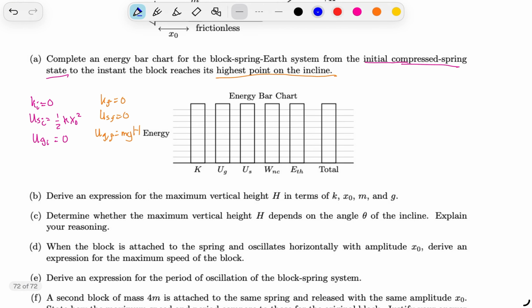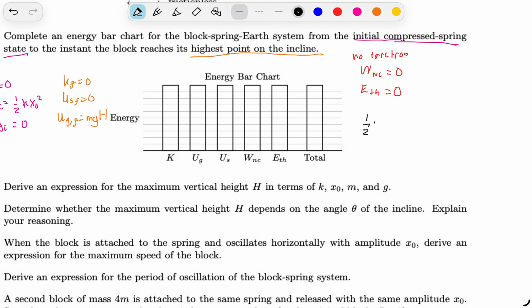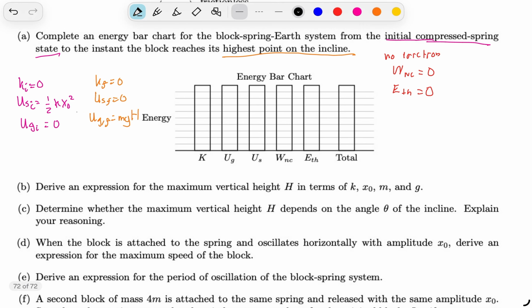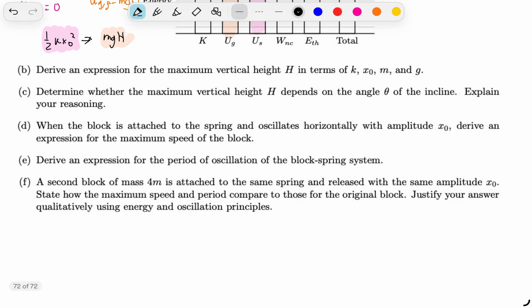You also have to remember that you have no friction. Therefore, your work done by non-conservative forces is equal to 0, and your thermal energy is equal to 0, which means that on your energy bar chart, the 1/2 k x initial squared that we have from the beginning is going to convert into mg times h. So our initial state is all spring, and in the end, you're going to have all gravitational.